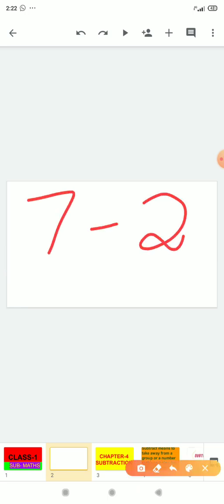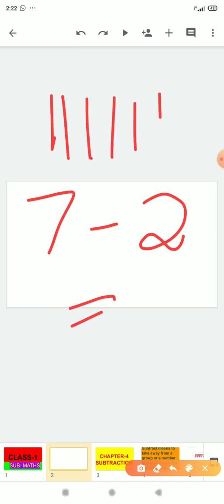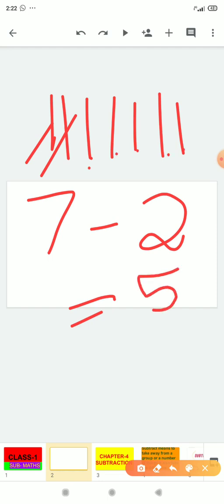Suppose I have written here 7 minus 2. Here we have 7 lines. From 7 lines we cut 2 lines. So how many lines are left? 1, 2, 3, 4, 5. This is known as subtraction. Subtraction means to take away, to minus. Okay?